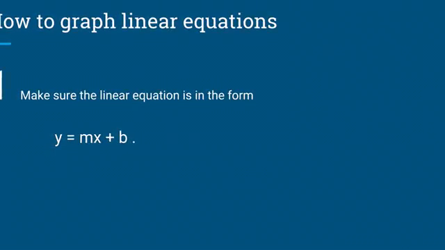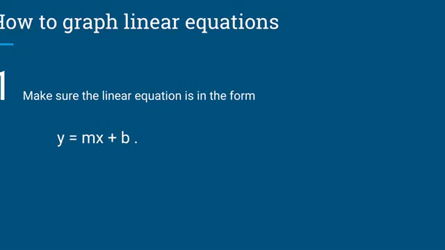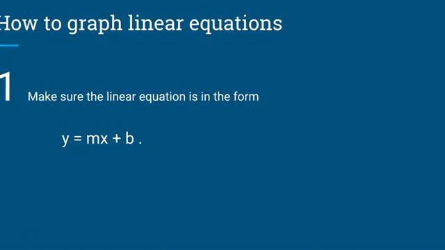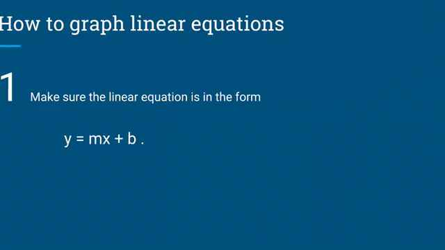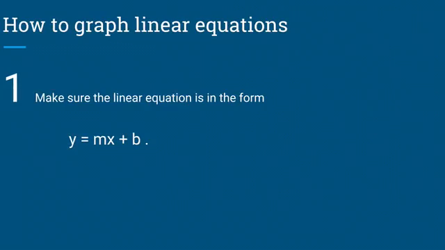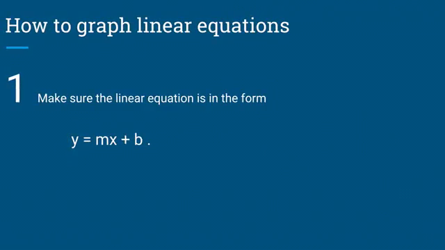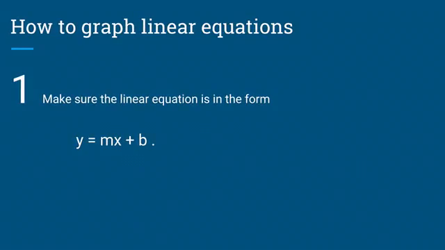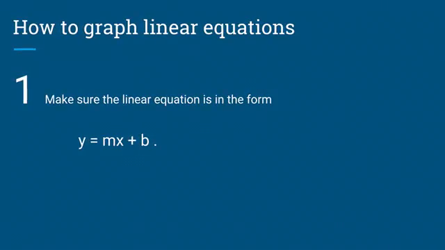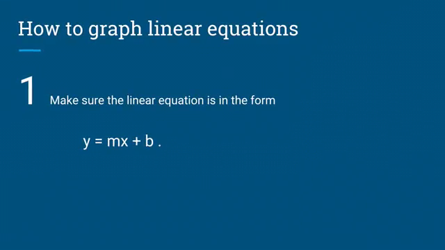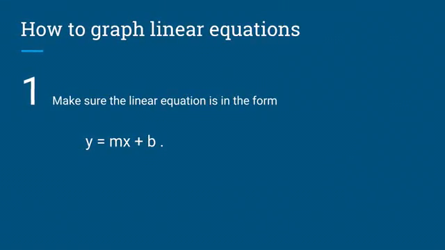How to graph linear equations? First, make sure the linear equation is in the form y = mx + b. This is called the y-intercept form and is probably the easiest form to use to graph linear equations. m is called the slope, or sometimes gradient. Slope is defined as rise over run, or the change in y over the change in x. b is defined as the y-intercept.